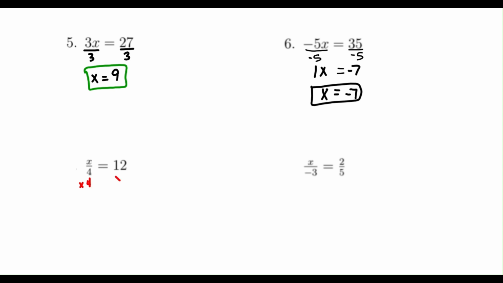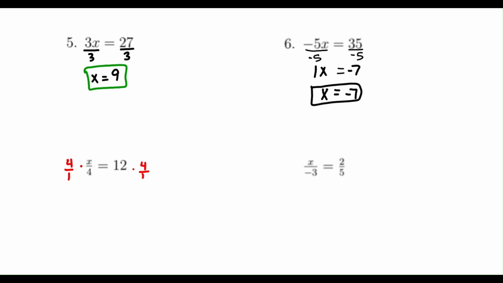So I might say times 4 and times 4. But instead of writing it down there, I'm going to write it on the side, I think. So I'm going to say times 4. And the other thing is any number can be turned into a fraction. All you do is put it over 1. So we'll multiply the left side times 4 and the right side times 4, or 4 over 1.